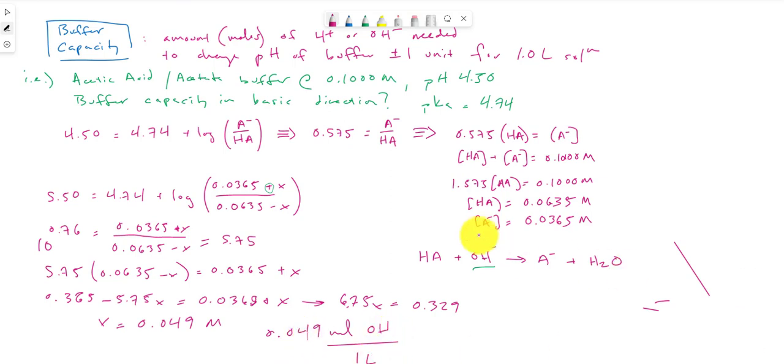If we wanted to, we could have done this in the other direction. We could have asked what the buffer capacity is in the acidic direction. Everything would have been the same on the front end. The only thing that would have changed is that instead of the original pH plus 1 unit in the second step, we would have had the original pH minus 1 unit, so we would have replaced 5.5 with 3.5 and then solved the expression the same way. We would have ended up with moles of H plus per liter, and that would be a proxy for how much capacity that buffer has to resist a change in pH. The larger the number, the higher the buffer capacity in that direction.